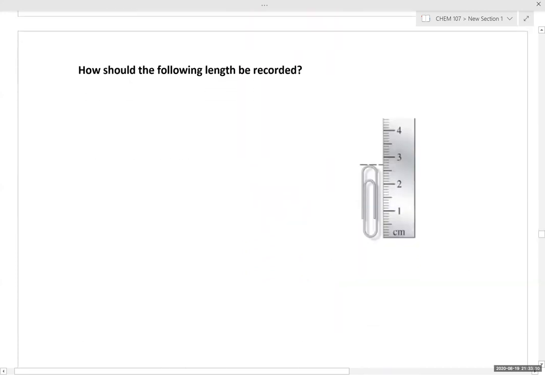Okay, so let's do a little bit more practice on this, since we'll often be taking some length measurements as part of the lab. So let's spend about 2 minutes and let's ask, how will the following length be recorded for the following paper clip? And we'll discuss this example in about 1.5 to 2 minutes.